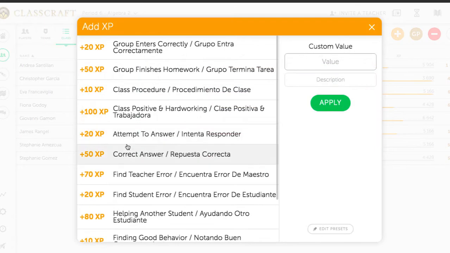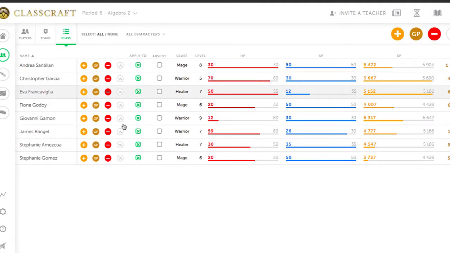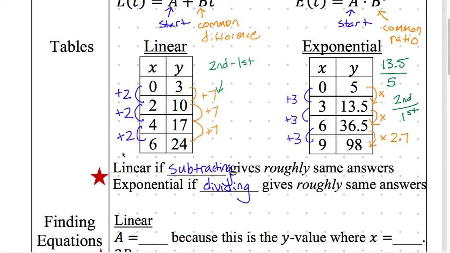All right, thank you. And then it's exponential if doing what gives roughly the same answers? Quiet raised hand. You can say 2 words here and it should be the same. Eva? Dividing. Yeah, you could say dividing or you could say ratio. Thank you, Eva.